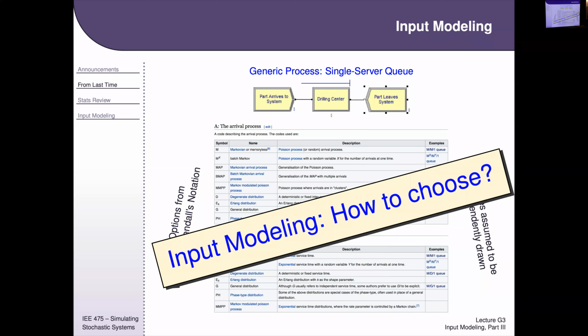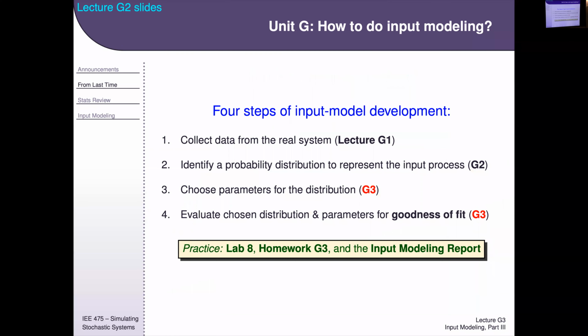So this whole unit G is about how we choose good input models for these boxes. And so where we left off last time, going back to a couple of lecture G2 slides that I wasn't able to get to, is that we've got this general process of collecting data, looking at data, identifying a probability distribution, and then what we'll do later today is choosing parameters and testing goodness of fit.